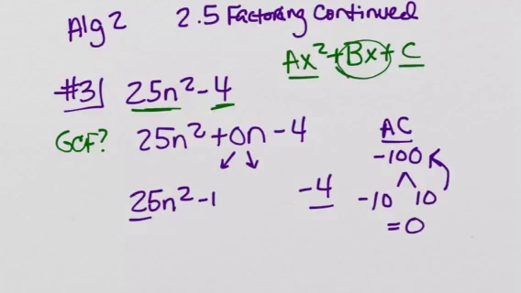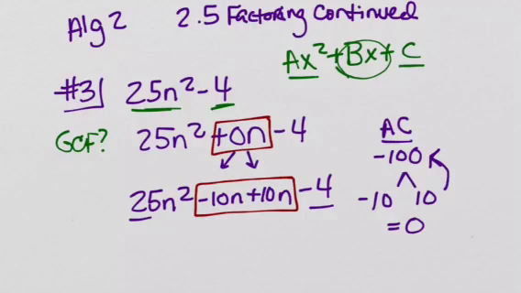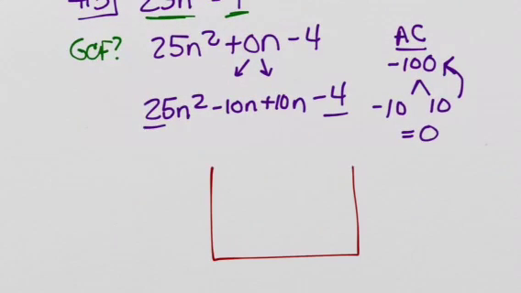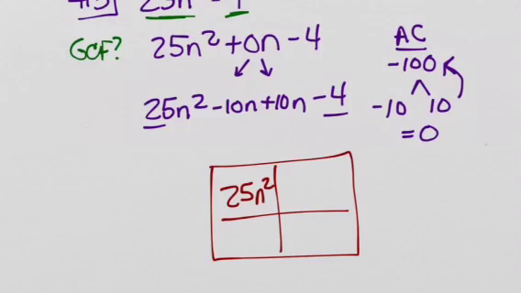So I'm going to do negative 10n plus 10n. Again, let me just reiterate, this is the same as having none of them, which is the same as missing them in the middle. So we're not changing values, we're just changing how it looks. Now I'm going to do my factor by grouping or the box. Let me do the box for those of you that are using the box but maybe still struggling a little bit with it. If you guys are doing grouping, you're probably okay.